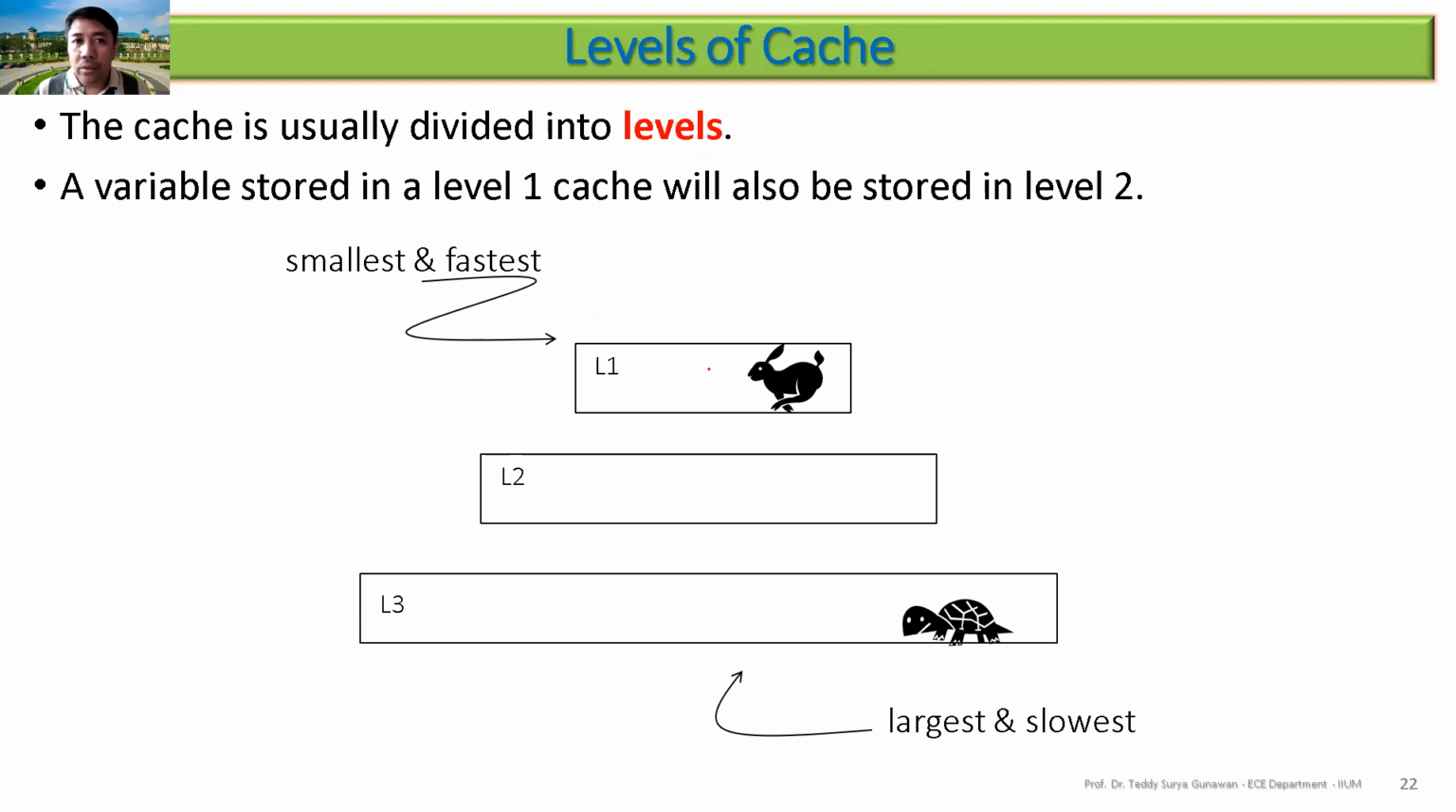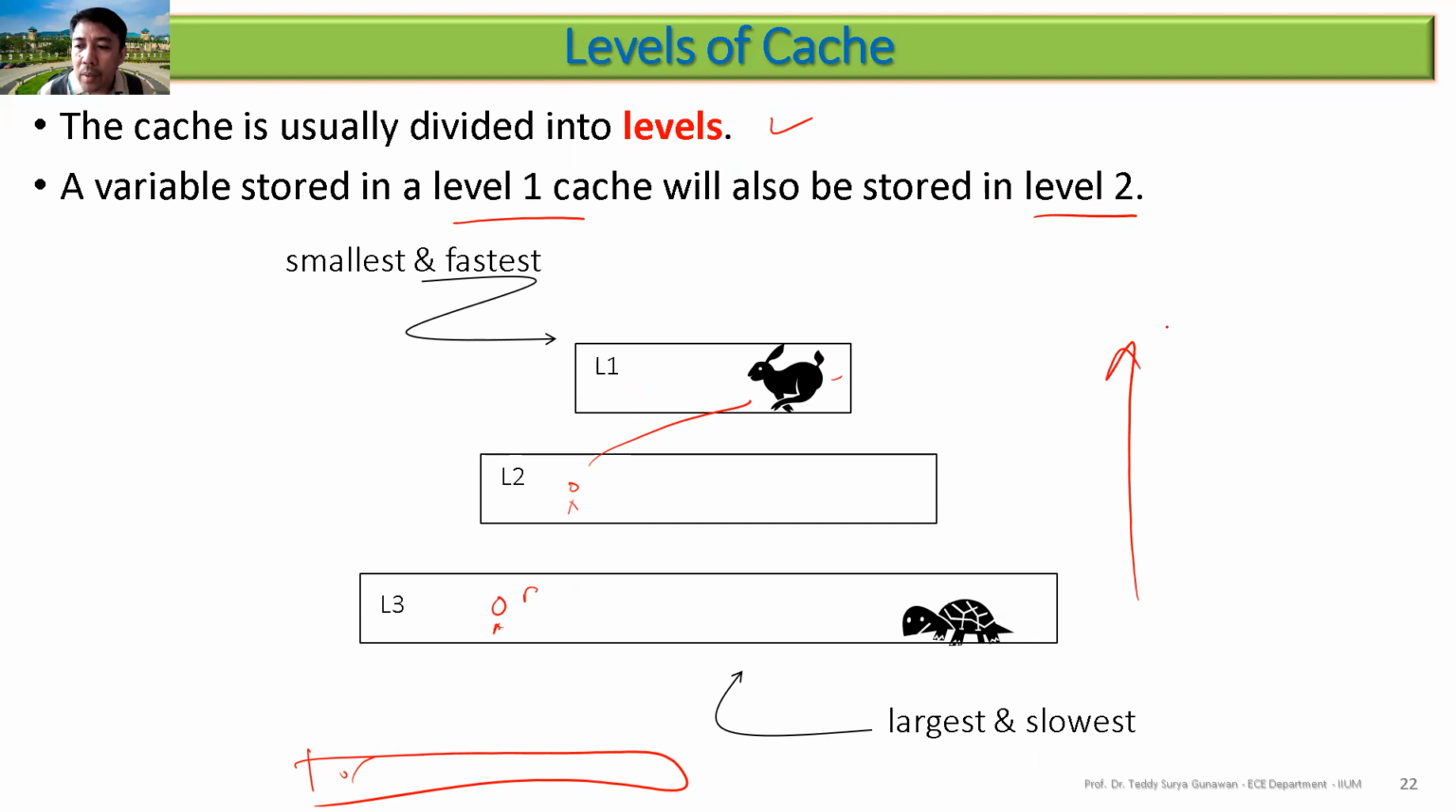So the cache is usually divided into levels. I will stop at the cache and continue on Thursday. A variable stored in level 1 cache will also be stored in level 2 cache, so there's a copy here. If L1 has a rabbit here, there will be a rabbit in L2, in L3, and even in the memory. So you just copy the one that you need. If you go up here, it will be smaller but faster. You can see the pyramid: the higher you go, the smaller but faster it is.